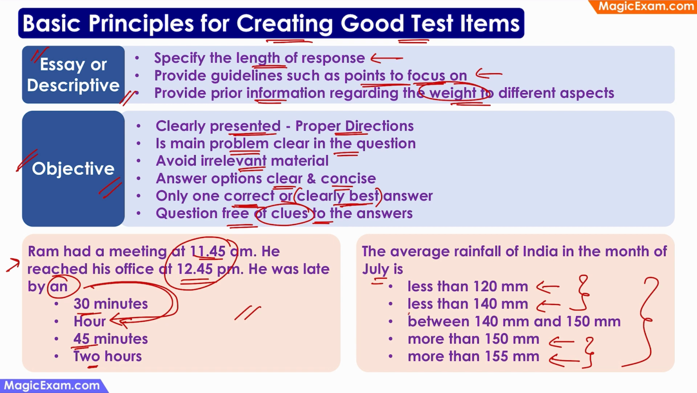And I've also given one option as a range, and here I'm saying less than or more than. So it has a mismatch of different options. So this is not a clear and concise question. Whenever you are creating an objective type question, these are the basic fundamental rules that you have to follow.